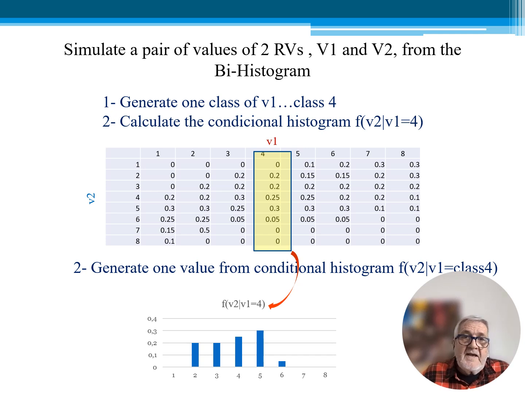Now, for example, to simulate a pair of values of two random variables, v1 and v2, from a histogram. First, we generate by Monte Carlo one class of v1, and suppose it drops the class v4, the fourth class of v1. Now I take the conditional distribution, those values of v2 given v1, and I represent it here. This is the histogram. Now I generate a value from this histogram of v2, and I'm sure that those two simulated values of v1 and v2 represent this joint distribution.